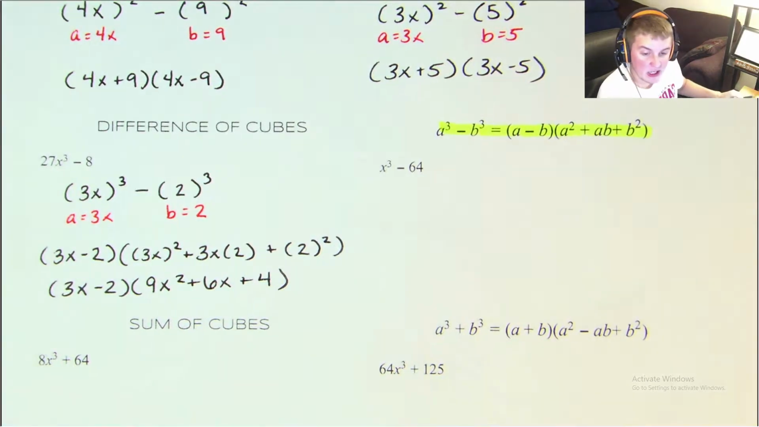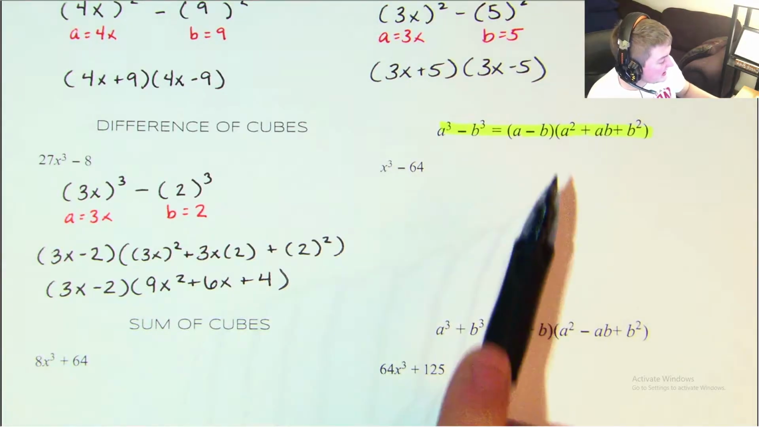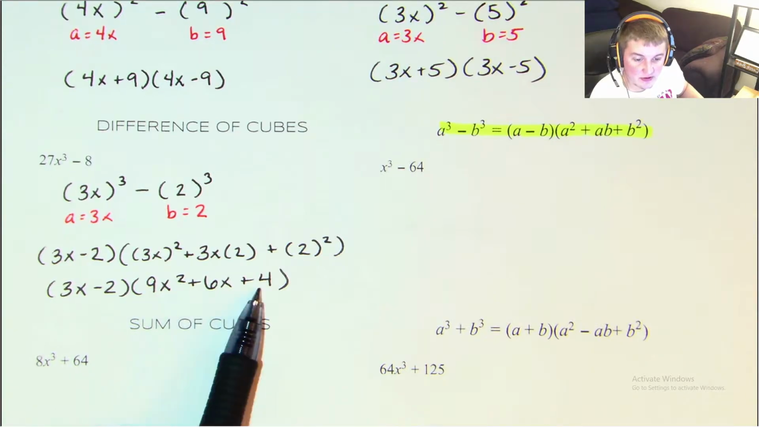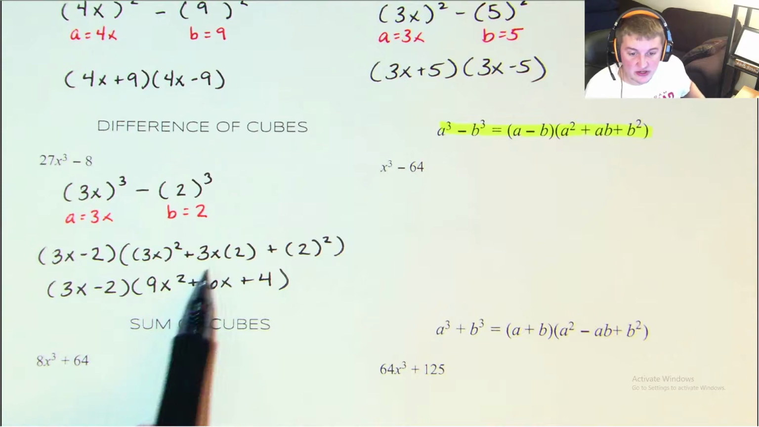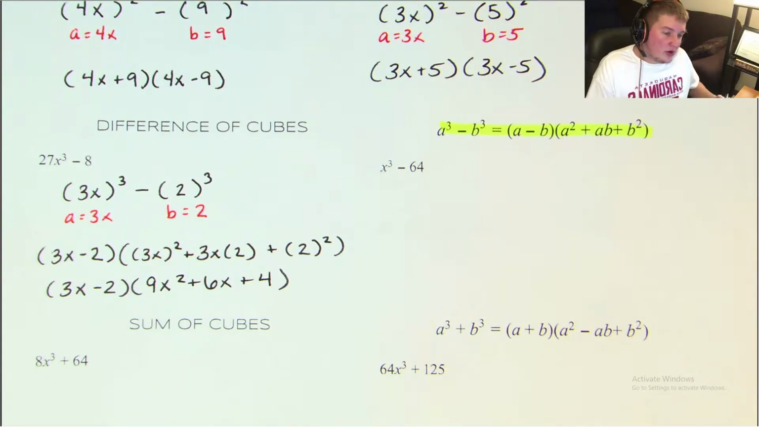The one thing about the difference of cubes and sum of cubes is this second trinomial that we get, 9x squared plus 6x plus 4. If you've done everything right, that part should be unfactorable. So what does that mean? That means that this is just my final answer right here. Why doesn't everybody take a moment and try the one on the right?